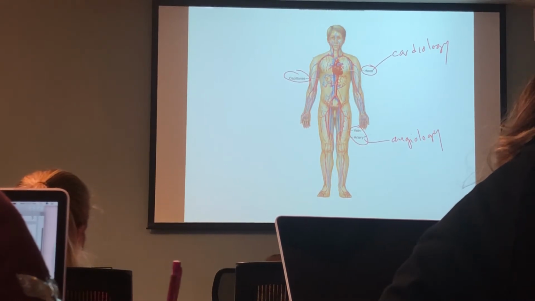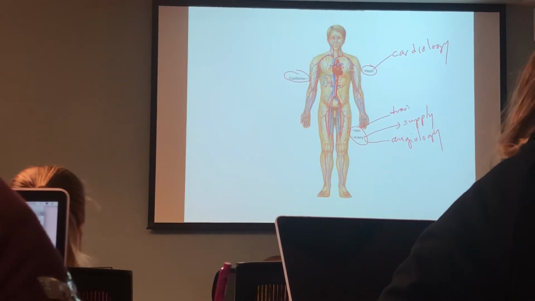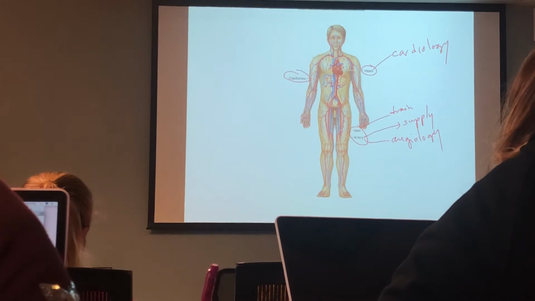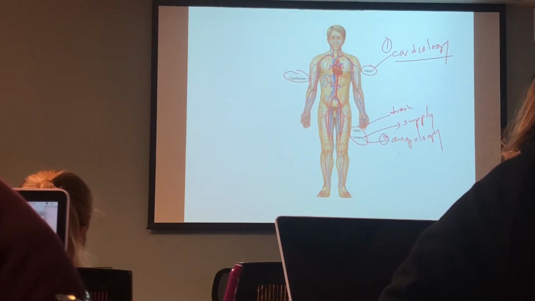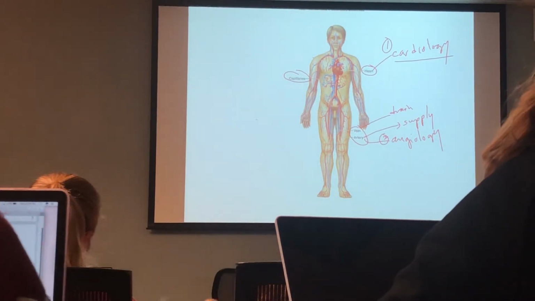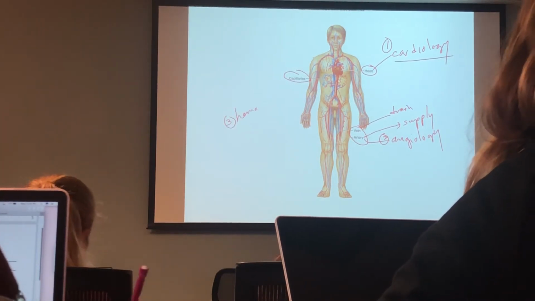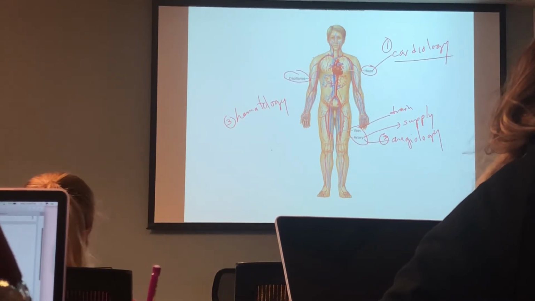And guys, arteries do what? One word definition. Supply. Veins what? Drain. Arteries supply blood, veins drain. So we have cardiology, the study of the structure and function of the heart. Angiology, the study of the structure and function of the blood vessels. And what's missing here? One more study. Hematology, the study of the structure and function of the blood.